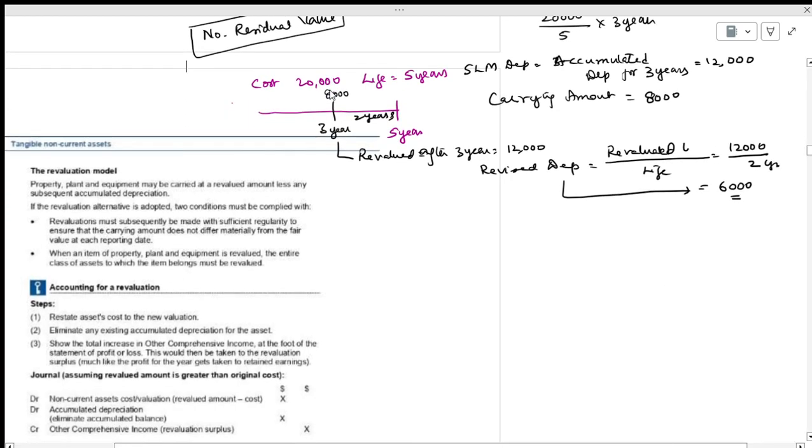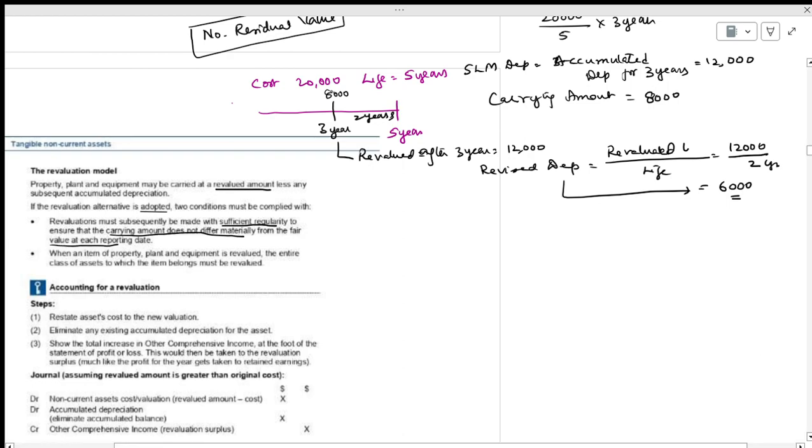Now, property, plant and equipment may be carried at a revalued amount, less any subsequent, meaning any further, depreciation. If the revaluation alternative is adopted, there are two conditions. Revaluation must subsequently be made with sufficient regularity to ensure that the carrying amount does not differ materially from the fair value.